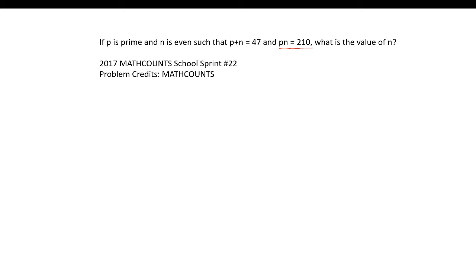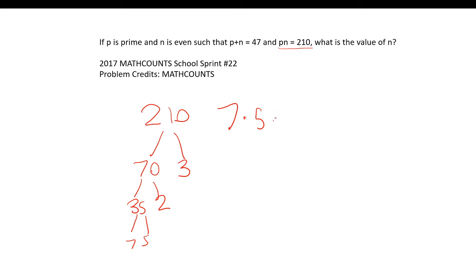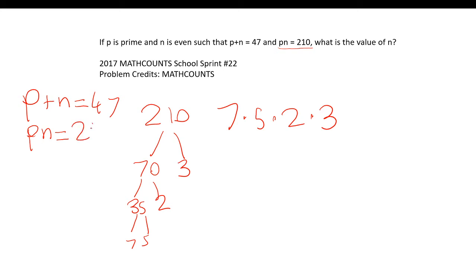Okay, so pn is a product and p is prime. Well, I'm first going to take the prime factorization of 210. This is 35 and 2. This is 7 times 5. And, well, no exponents. We have 7 times 5 times 2 times 3. Now, I'm going to write everything we know: p plus n is 47, p is prime, and the product pn is 210.